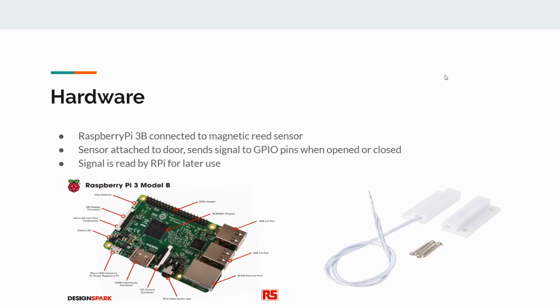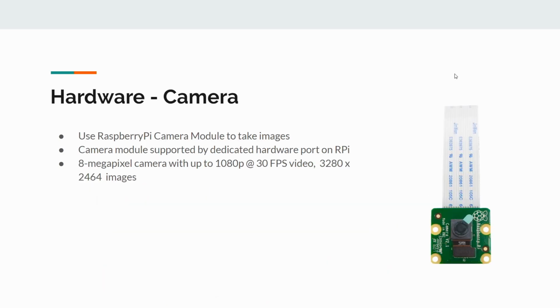For our hardware, we have a Raspberry Pi 3B connected to a magnetic reed sensor. The sensor is attached to a door, and it sends a signal to the GPIO pins when the door is open or closed. We chose the Raspberry Pi 3B because it's low cost and it's what we had on hand. And we chose the magnetic reed sensor because it's low cost and easy to implement. For our camera, we use a Raspberry Pi camera module to take images, and the camera module has a supported dedicated hardware port on the Raspberry Pi.